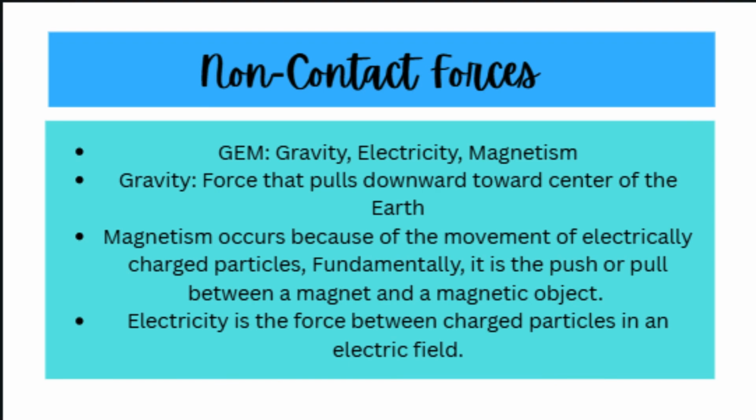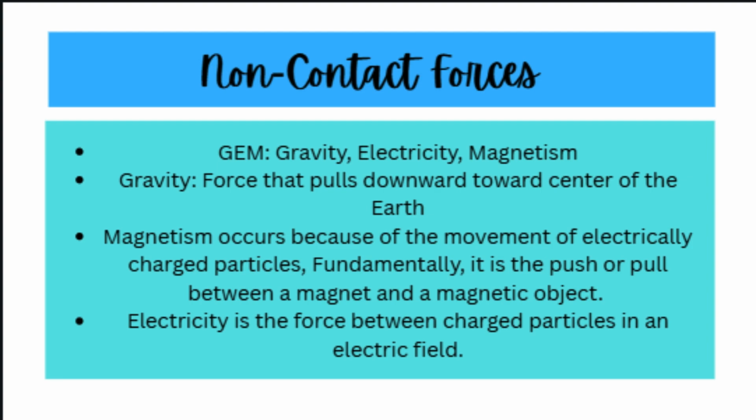As part of my 8th grade science series, today we're going to be talking about non-contact forces and signals. There are three main types of non-contact forces, which are gravity, magnetism, and electricity. Gravity is a force that pulls downward toward the core of the Earth. Magnetism occurs because of the movement of electrically charged particles. Fundamentally, it is the push or pull between a magnet and a magnetic object.